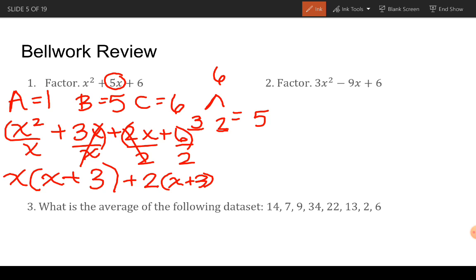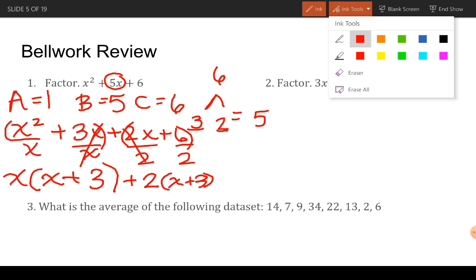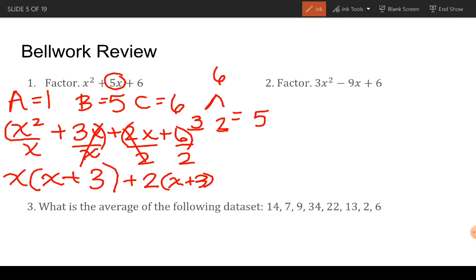So now we can write our factors. Remember, our first factor is going to be whatever is the same in both terms. So in our first term, we have an x plus 3. And in our second term, we also have an x plus 3. So for our answer, the first factor will be x plus 3.